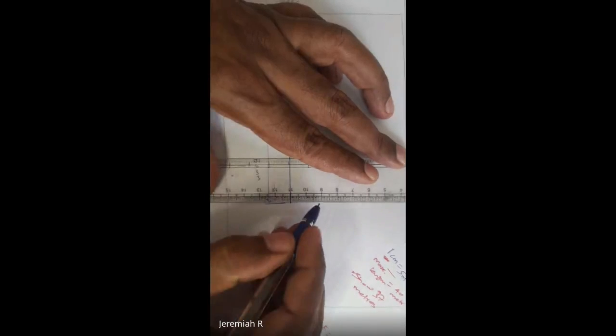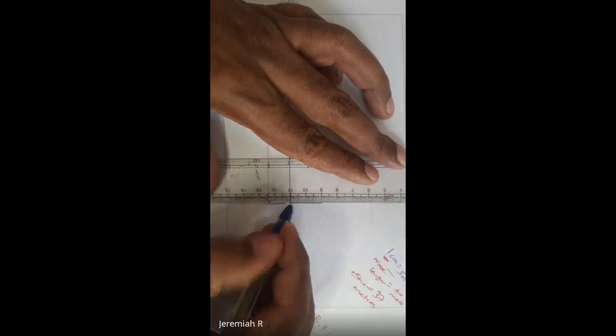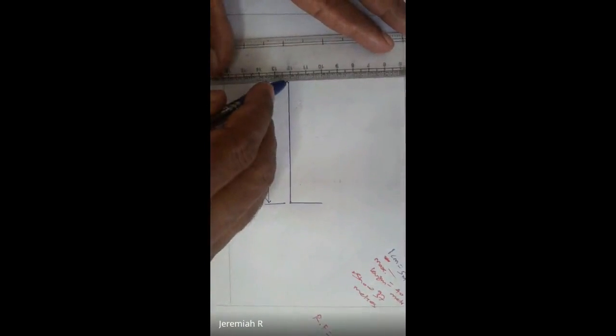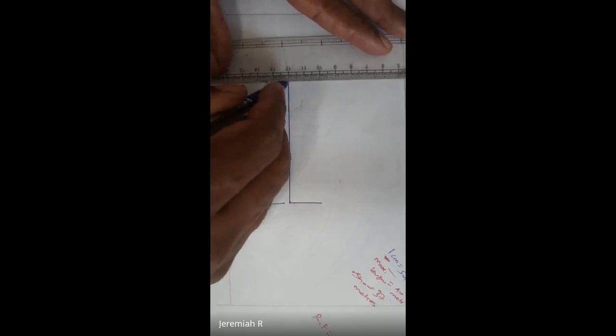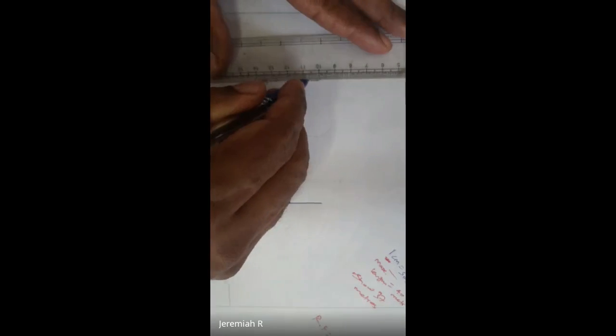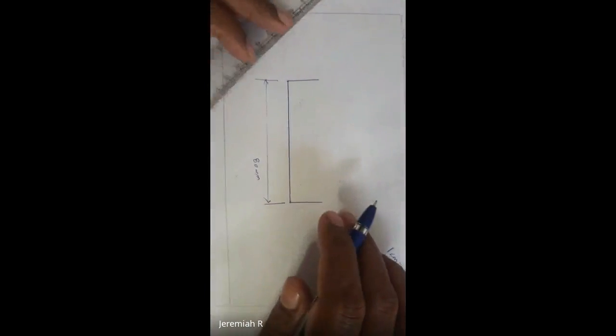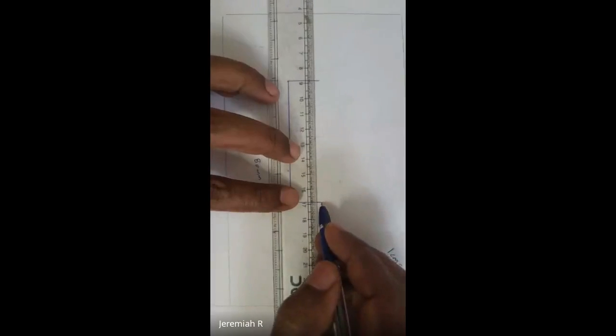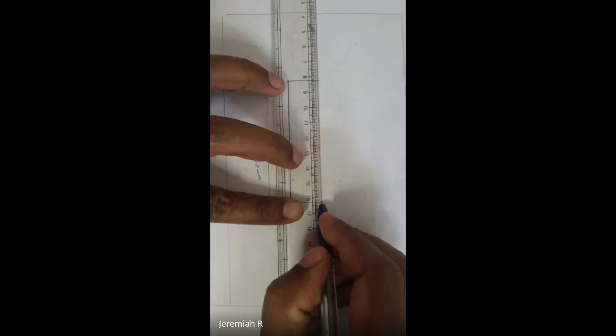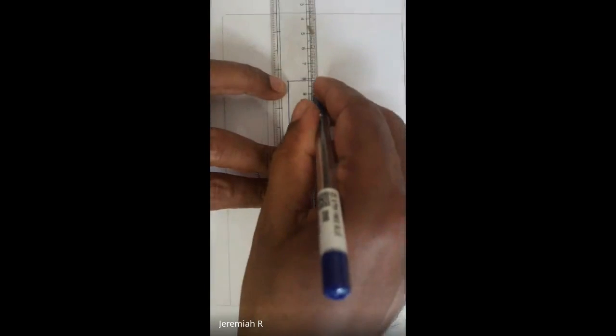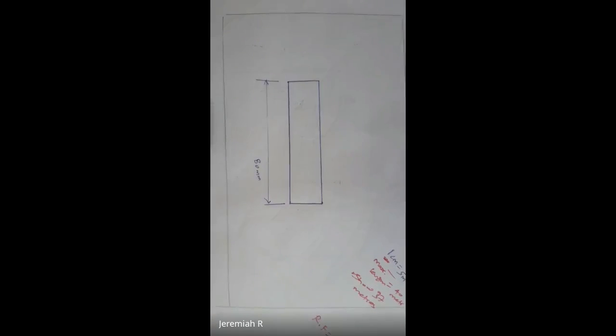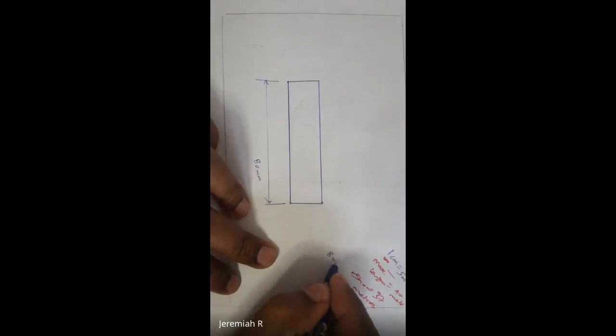So from this 2 centimeter, draw a vertical line. Make it as a rectangle, so it looks like a scale. This is very important. Length of scale is 80 mm.